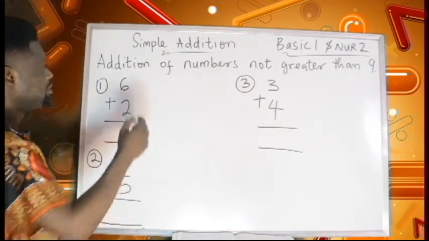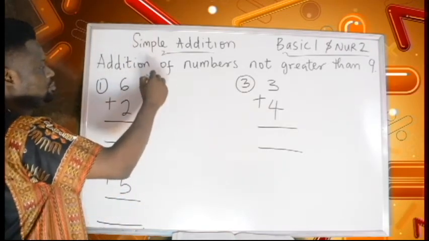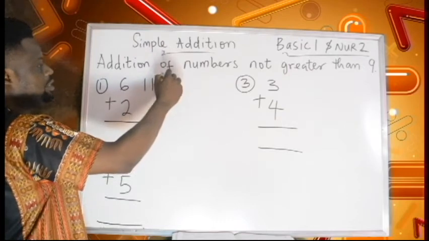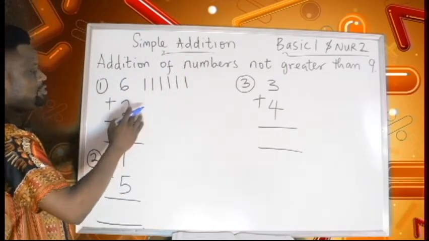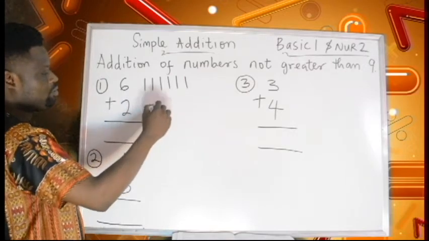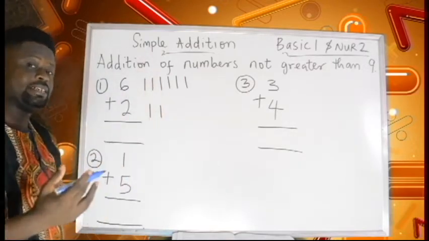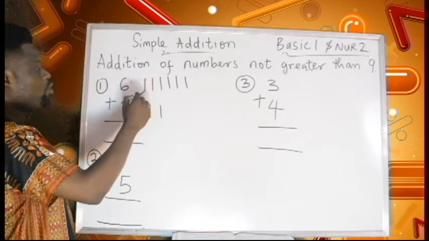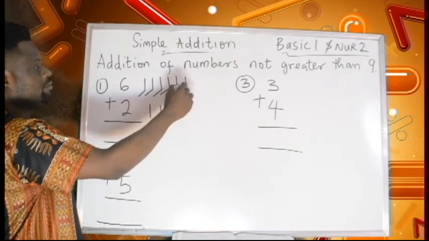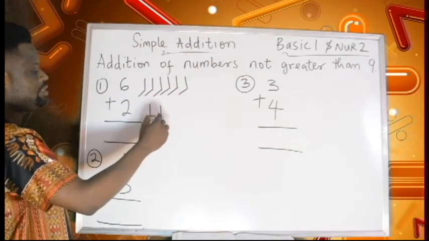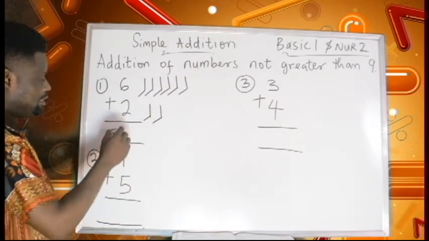So let's do it. 1, 2, 3, 4, 5, 6. Then you count 2, 1, 2. So let's count together. 1, 2, 3, 4, 5, 6, 7, 8. Then you now write down your 8.